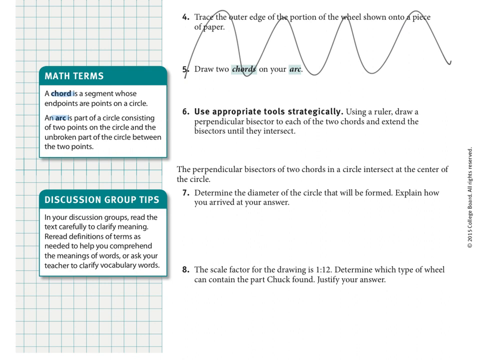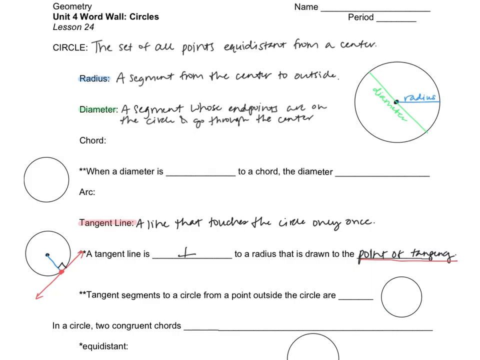So we're going to jump back to our word wall, and we're going to add these onto there. So right where we last left off, we're going to take a look at writing down the definition of chord. So as we saw before, a chord is a segment whose endpoints are on the circle. So we're going to say a segment whose endpoints are on the circle. So it just doesn't go through the center.